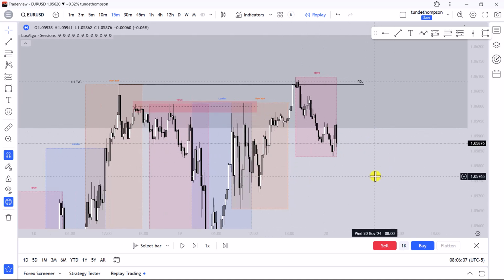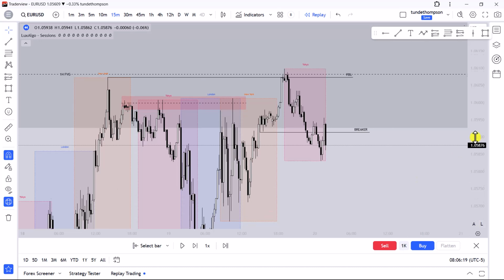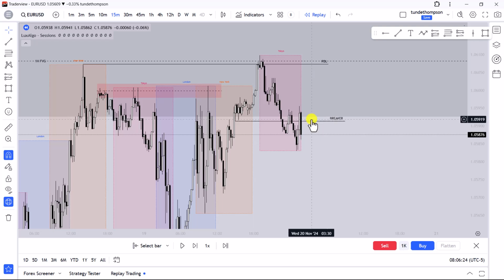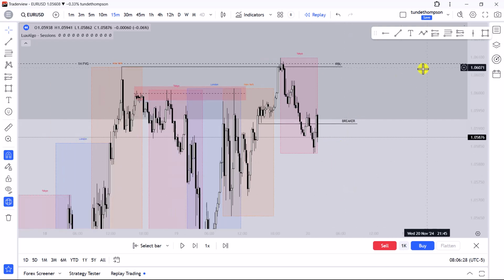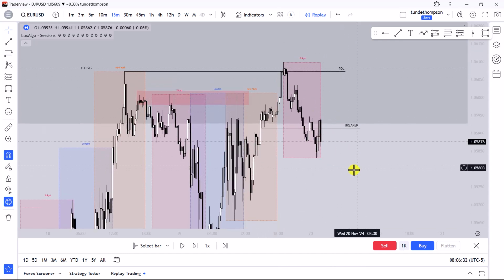And how will you continue, and where do you think you can continue from? This right here is a breaker. This is a breaker block. And after having the breaker, you will want to see a type of rejection of this breaker. You want to see it rejecting quickly off the block. So we don't really need it to take out the Tokyo high anymore.